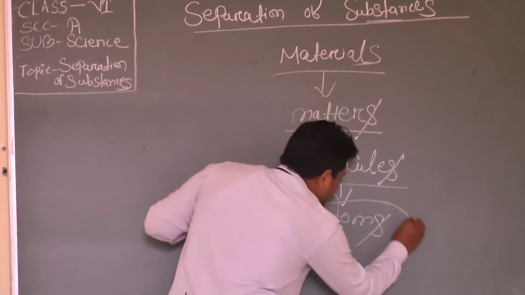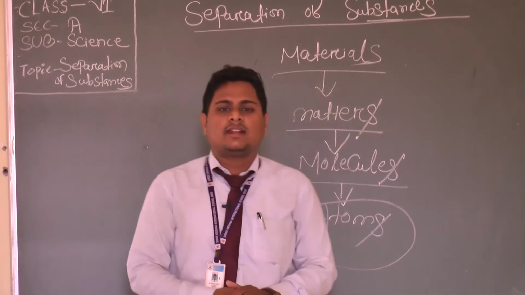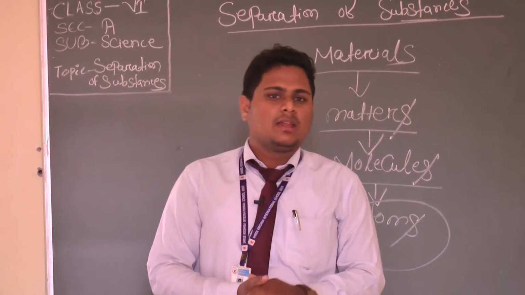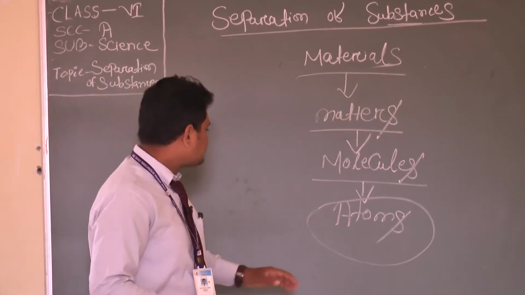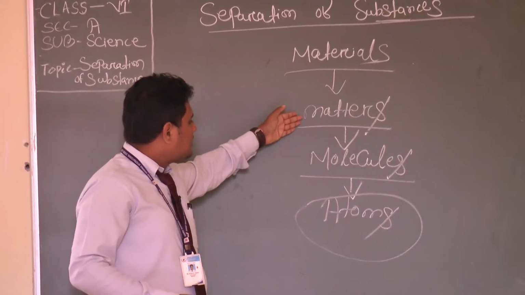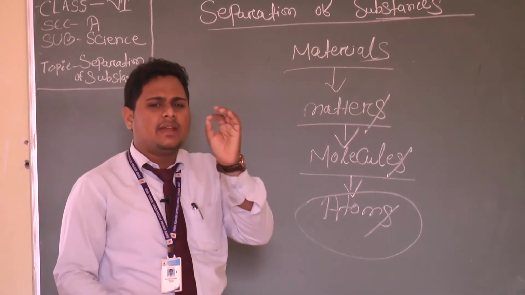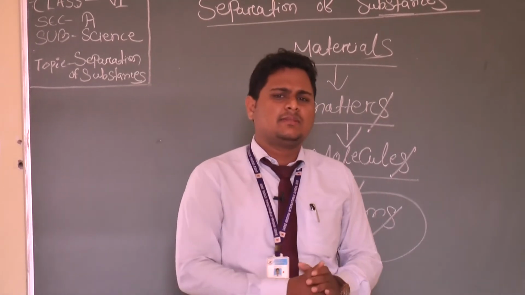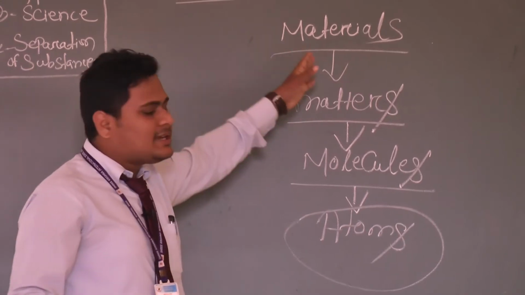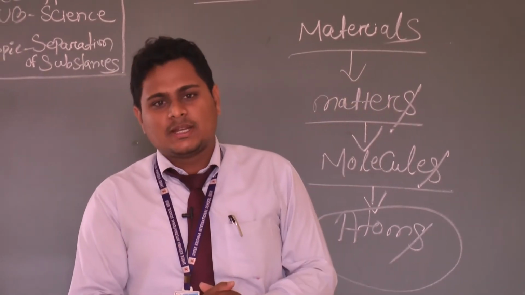This is not your chapter, that is atoms. It is in a higher class, standard 9. You will read what atoms are and what molecules are. But here the materials are made of matter, matter is made of molecules, and molecules are made of atoms, which are very tiny, like microorganisms, you cannot see them. So substances means the things which are available in our surroundings. Yes or no? These are known as substances.